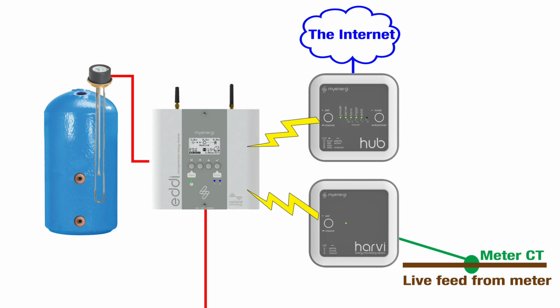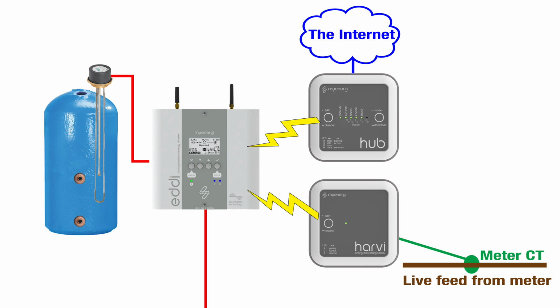Now, at a bare minimum, you need one CT clamp and that must be around your home's main live meter tail. But there's a small issue you might experience if you go with that minimum. If you're exporting or importing power, then there's a current flowing through your main meter tail. That current powers the Harvi.